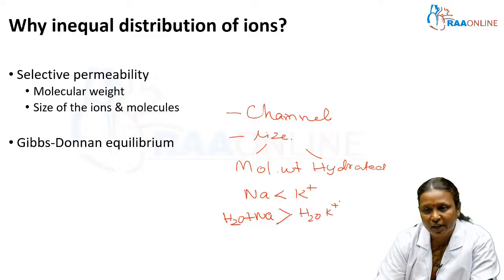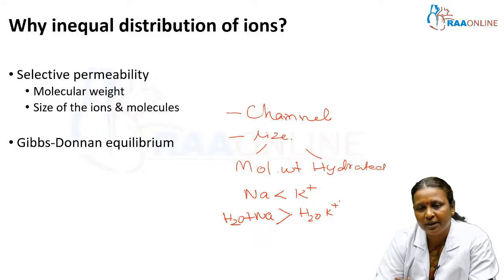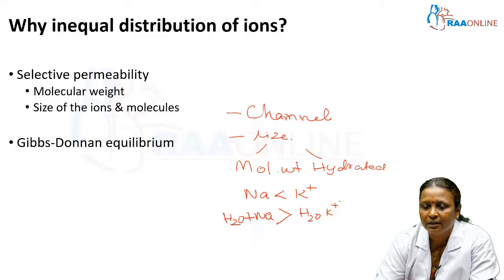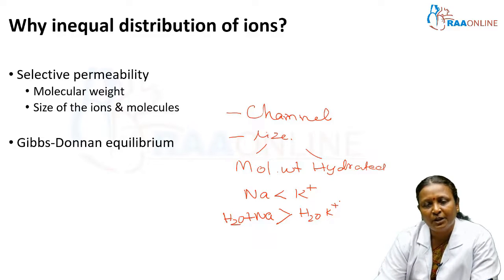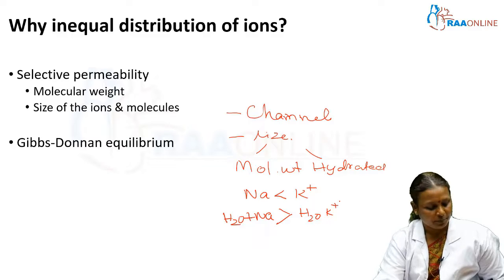The presence of channels: if the membrane has more leaky channels for sodium at any given time, then the sodium permeability is more. If the membrane has more leaky channels for potassium, then the potassium permeability will be more. The unequal distribution of ions is not only decided by selective permeability, but Gibbs-Donnan equilibrium also plays a very important role.